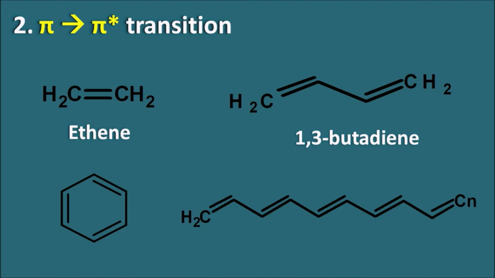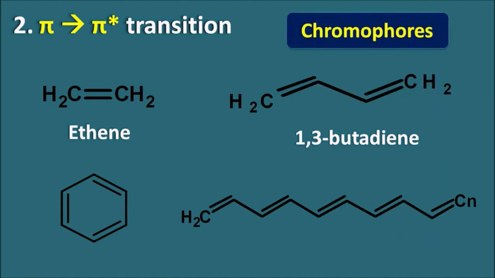So the compounds which undergo the pi to pi transition will mainly act as chromophores. Chromophores are the groups which are responsible for the absorption of radiation within the UV visible region. And extended conjugation always produces a bathochromic shift, thereby increasing the capacity of the chromophore.